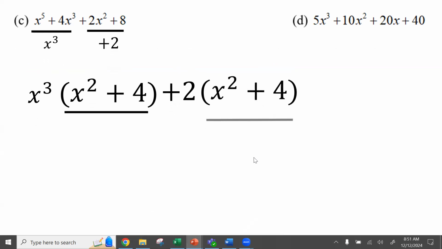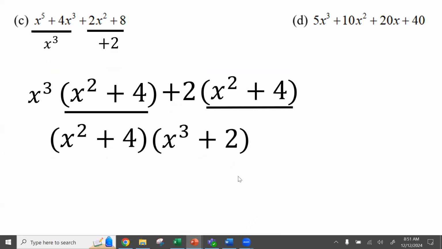Common binomial is x squared plus 4. What's left is x cubed plus 2. Okay, I can't go any further. That is not a difference of perfect squares, so that is done.